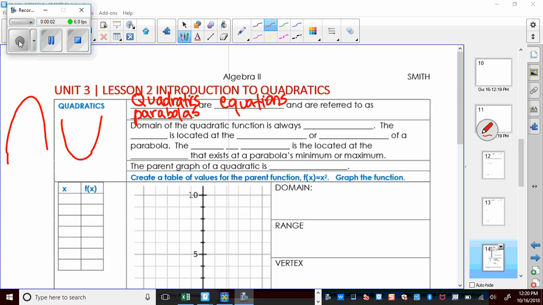Introduction to quadratics. Quadratics are equations and are referred to as parabolas. This is what parabolas look like. Please be assured that these are not the quadratics that we want you to be focused on. They're not sideways parabolas. We're only focused on these ones that are concave down.